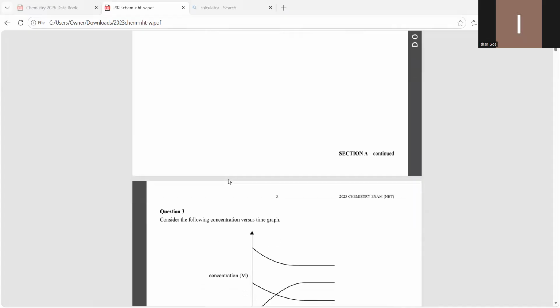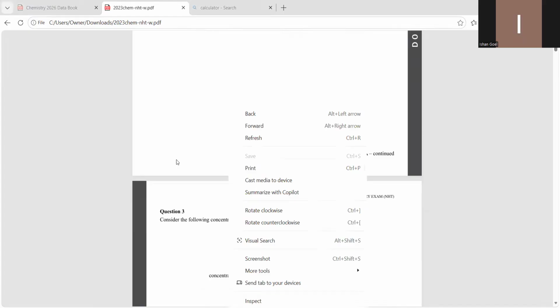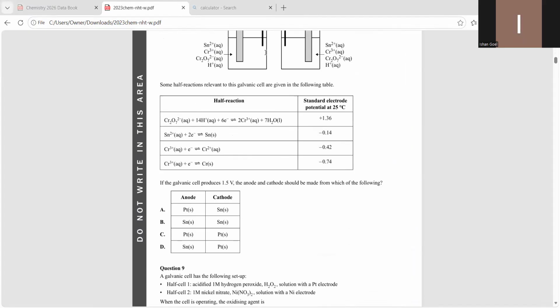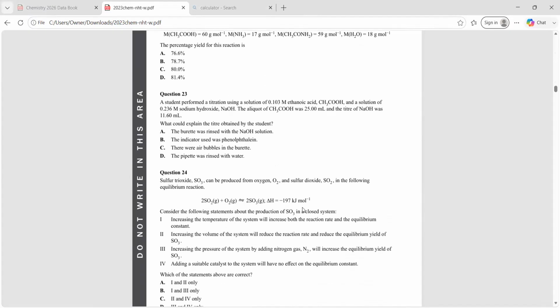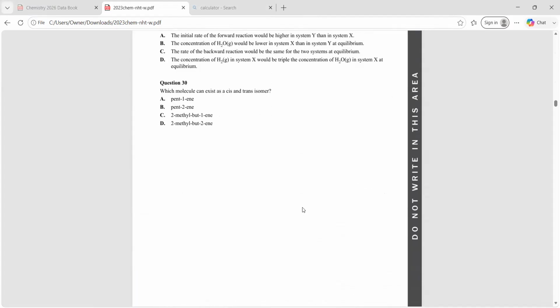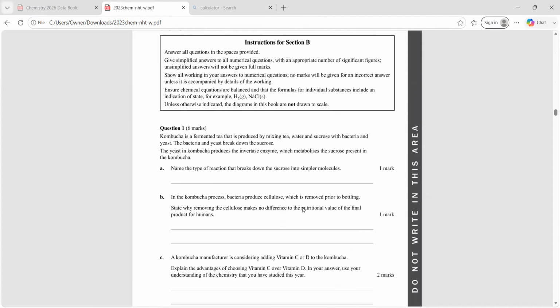So it's been all very haphazard, but I am finally deciding to do the 2023 Chemistry NHT exam. I've already done the MCQs. Cool. My goal is to get this done in under an hour and 30 minutes, so let's see if we can somewhat speed run this.